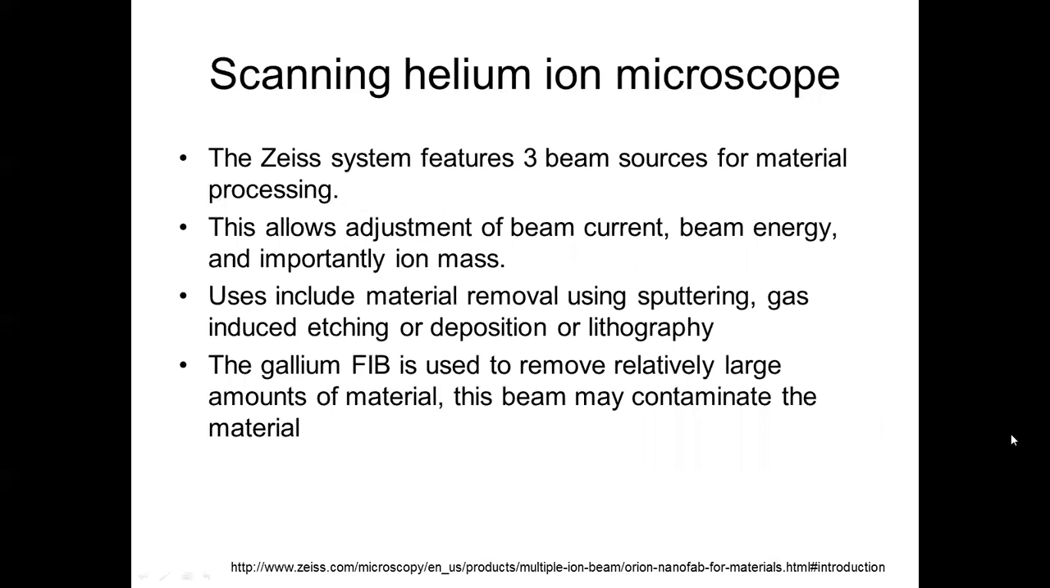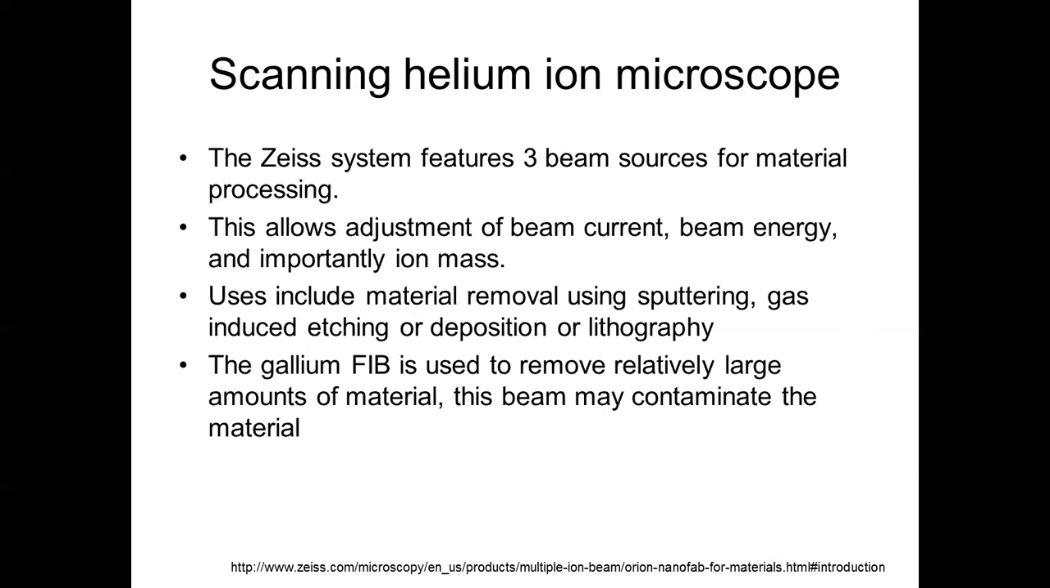So the Zeiss system features 3 beam sources for material processing. This allows adjustment of beam current, beam energy, and importantly, ion mass. Its uses include material removal using sputtering, gas-induced etching, or deposition or lithography. The gallium FIB is used to remove relatively large amounts of material, so this beam could potentially contaminate the material.